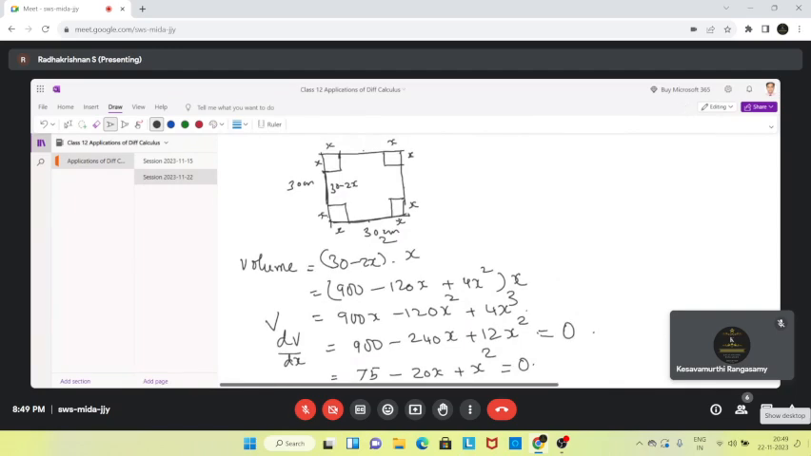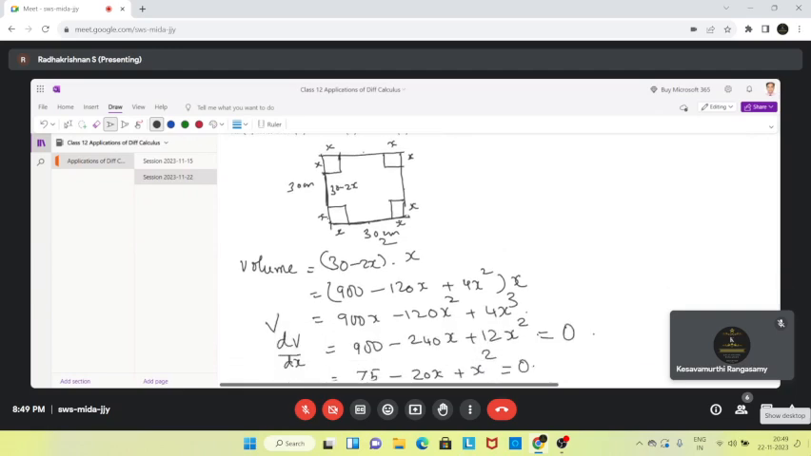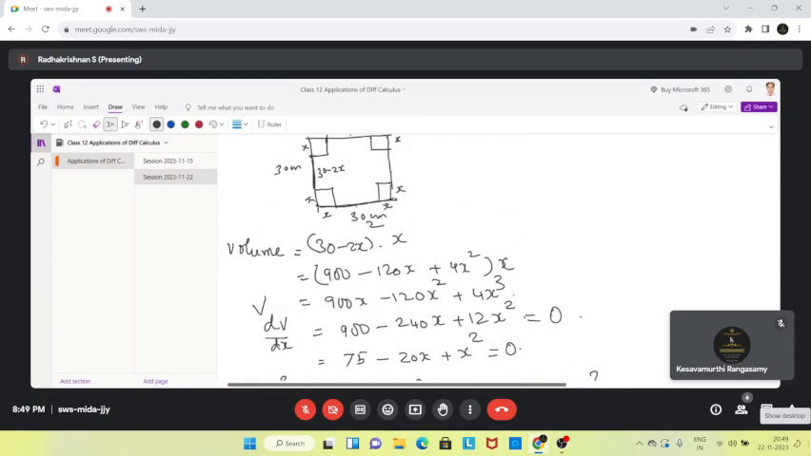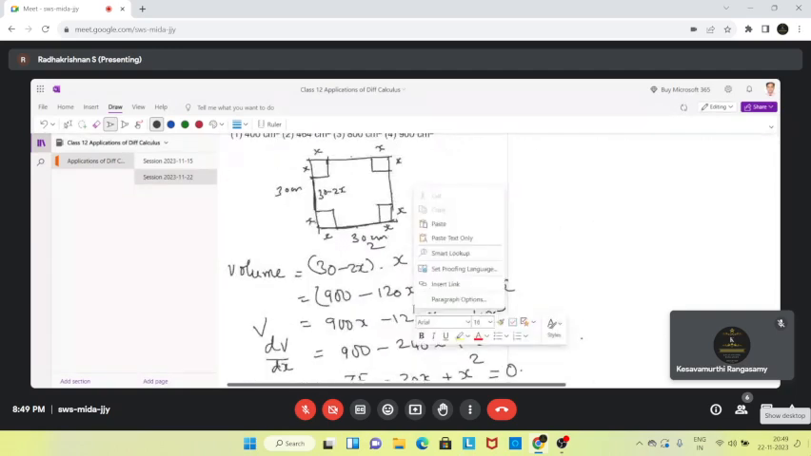Now they are asking you what is the surface area of the open cuboid. They have given an open cuboid, with the open top, right? So we only need to find the bottom area and the side area. So what is the bottom area? It will be 30 minus 2x into 30 minus 2x. This is your bottom area. One side area is 30 minus 2x into x.